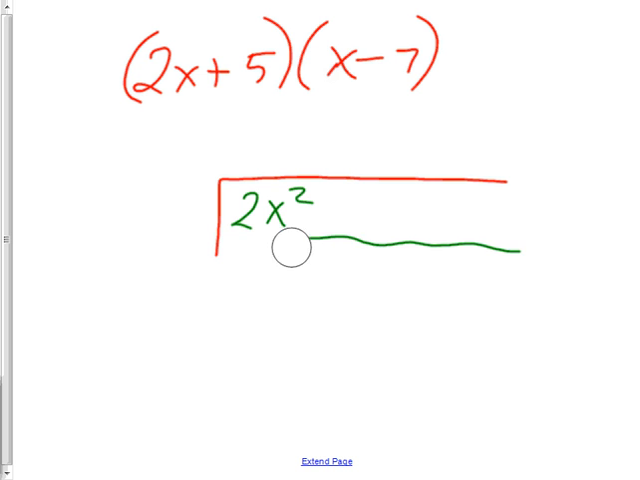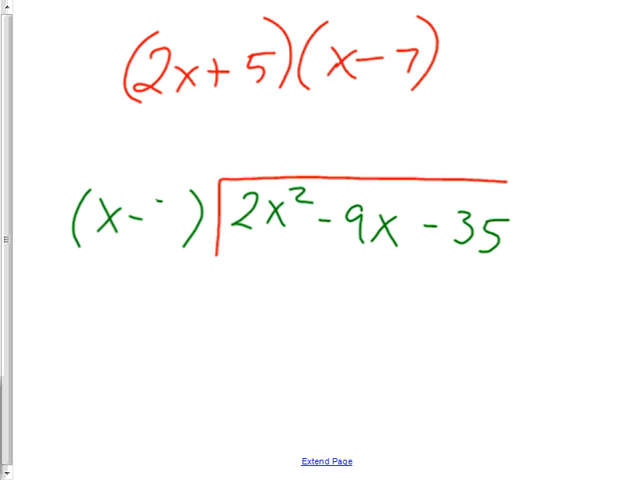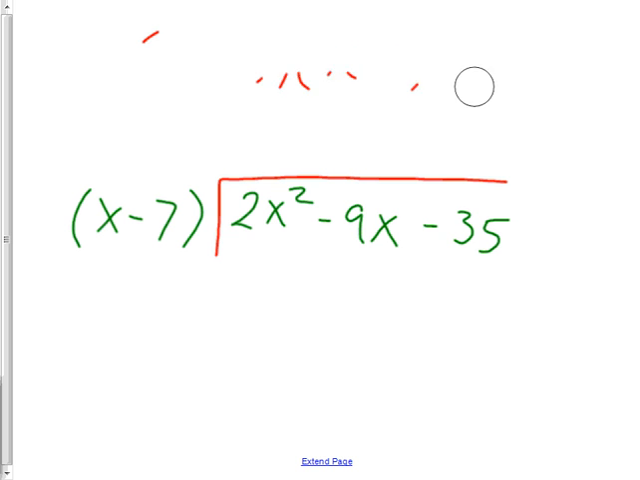You get where I'm going here? It's 2x squared, and then what? Well, outside and inside, which makes negative 14, and positive 5, which makes negative 9x, and then minus 35. Did I FOIL that out properly? I think I did. Okay. Then, what would we put here? Or 2x plus 5, either way. Let's do x minus 7. I like your idea. And then the question would look like this.